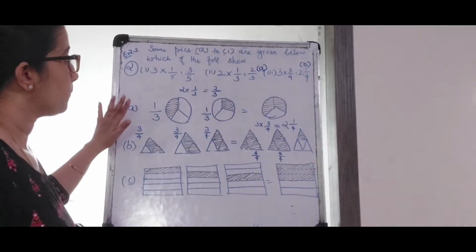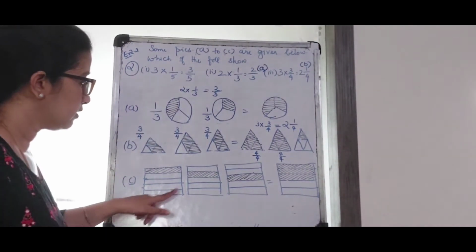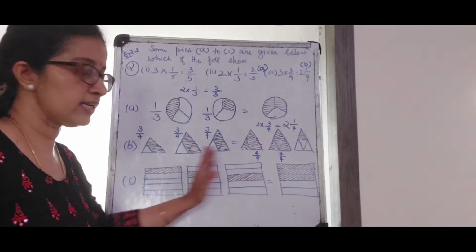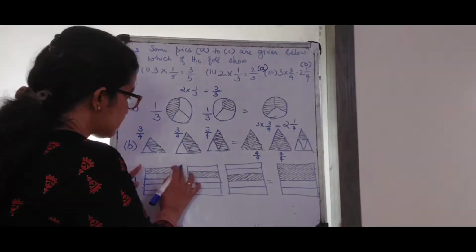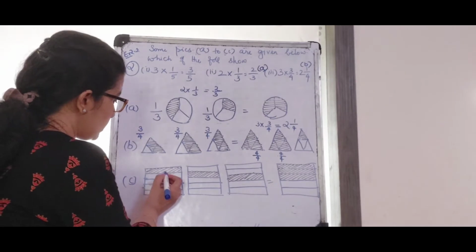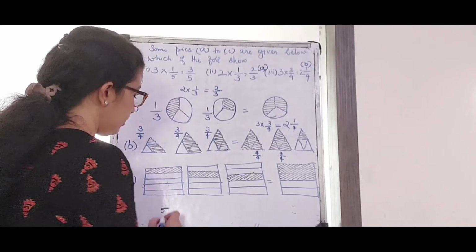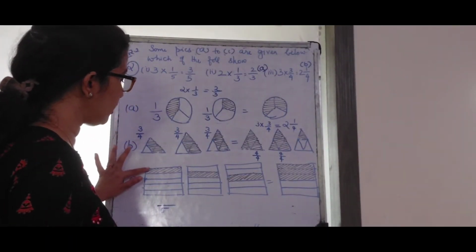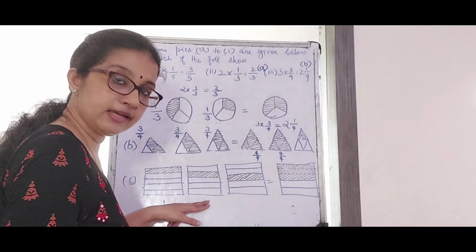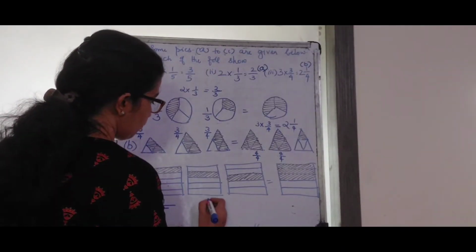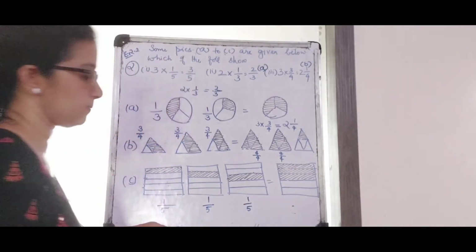Now, let's take the C part. C, we have 3 rectangles in the left side of the equation, right? So 3 rectangles. Let's take the first rectangle. First rectangle has been divided into 5 parts, correct? So let's put 5 here in the denominator. Out of which how many are shaded? 1 has been shaded. So 1 by 5. Second rectangle again, there are 5 parts out of which 1 has been shaded. Third rectangle also there are 5 parts out of which 1 has been shaded.